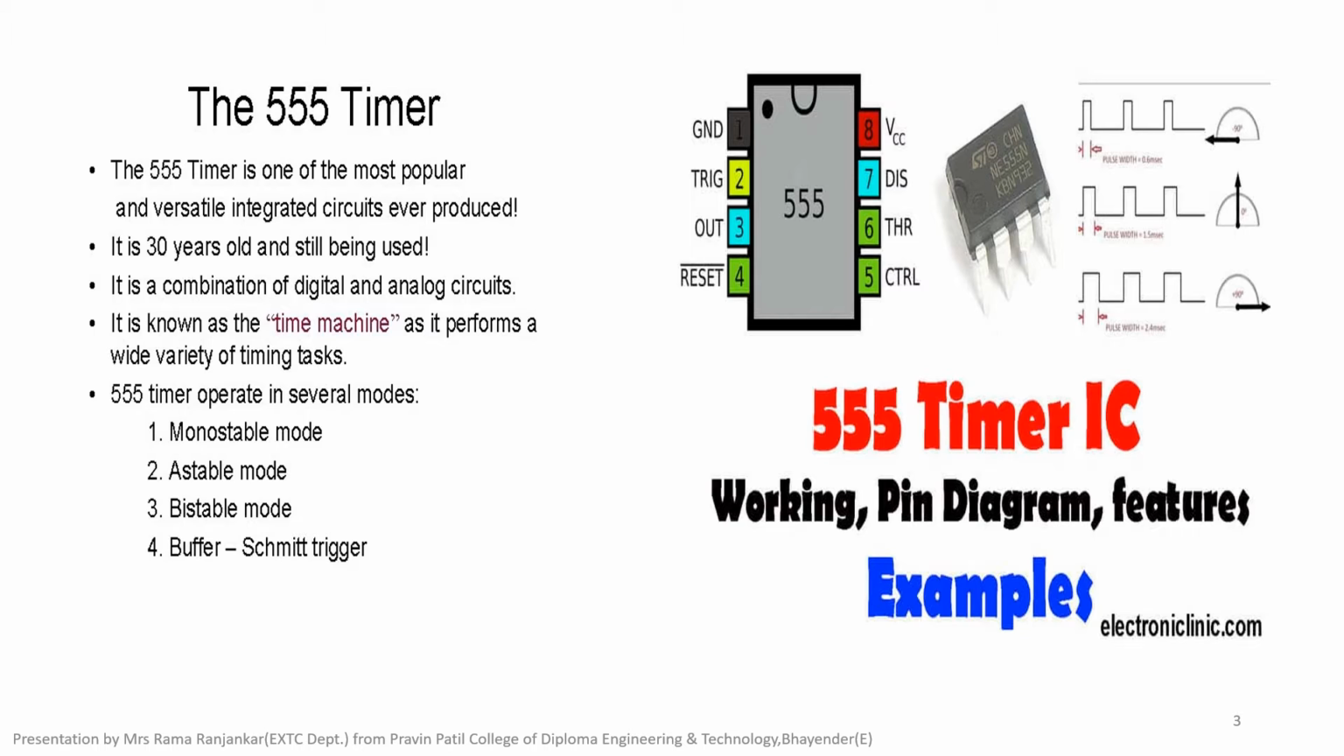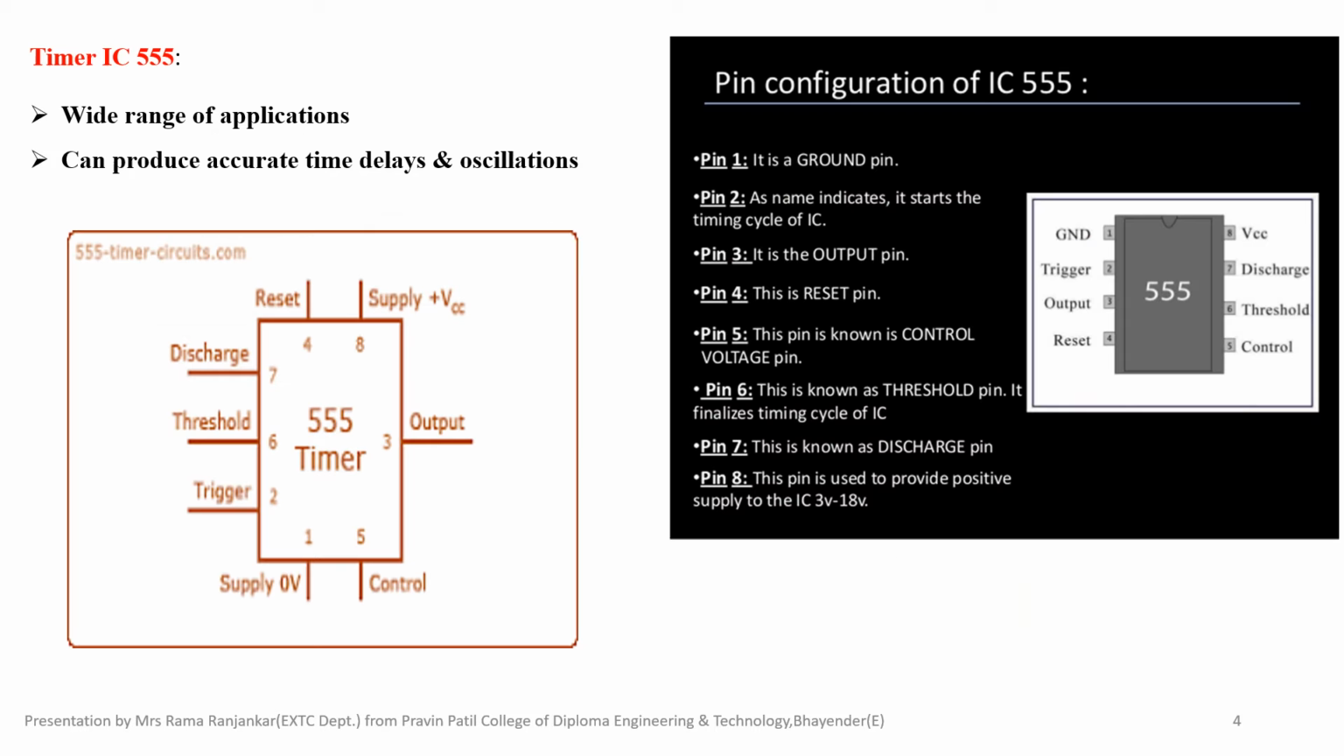It is over 30 years old and still being used. It is a combination of digital and analog circuits. It is known as a time machine as it performs a wide variety of timing tasks. The 555 timer operates in several modes like monostable mode, astable mode, bistable mode, also called Schmitt trigger mode. So 555 IC has a wide range of applications and it can produce accurate time delays and oscillation.